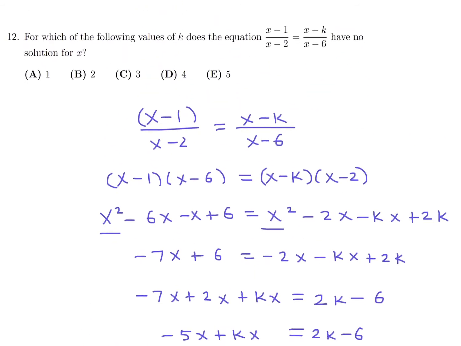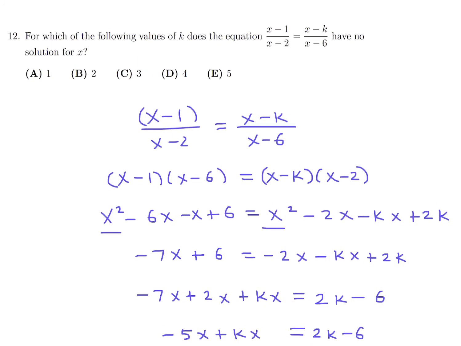And that's pretty much what they're asking. For which of the following values of k does the equation have no solution for x? So k is 5 to get no solution for x. So 12, the answer is E.